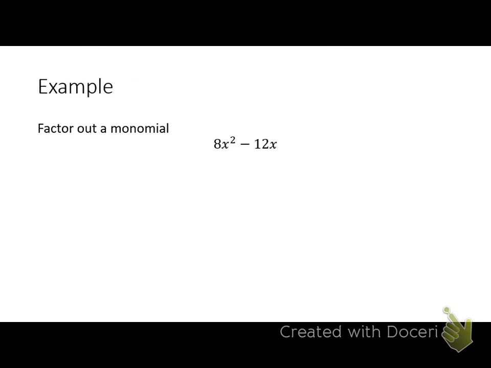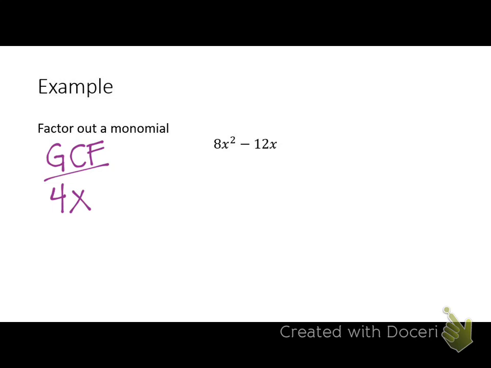So, moving on, we have 8x squared minus 12x. So, first things first, I need to find my GCF. My GCF in this case, well, 8 has the factors 1, 2, 4, and 8. 12 has factors of 1, 2, 3, 4, 6, and 12. The biggest number that I listed twice is 4. Then I have an x squared and an x, and I can only pull out the smallest number, so that's just going to be a 4x.